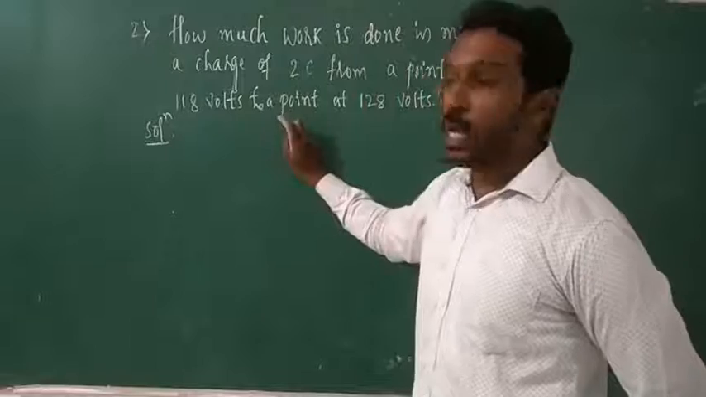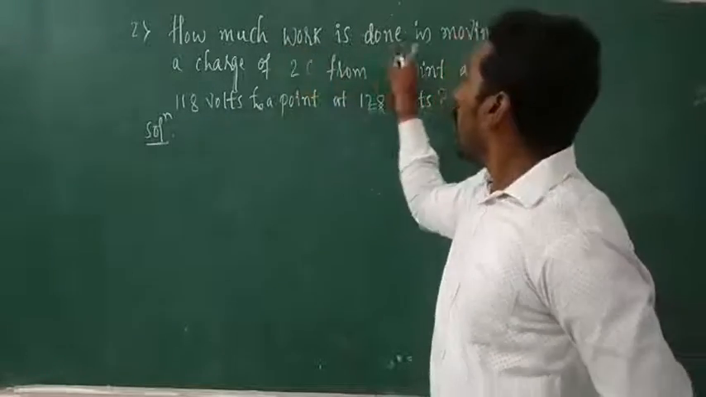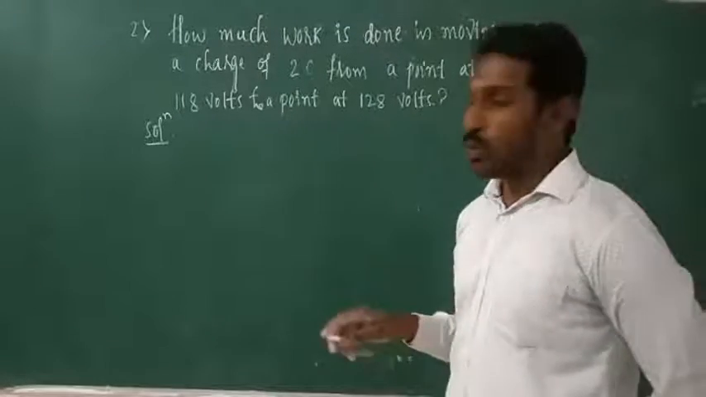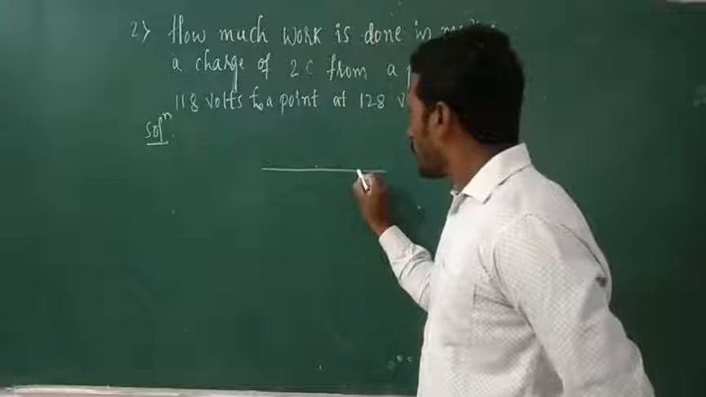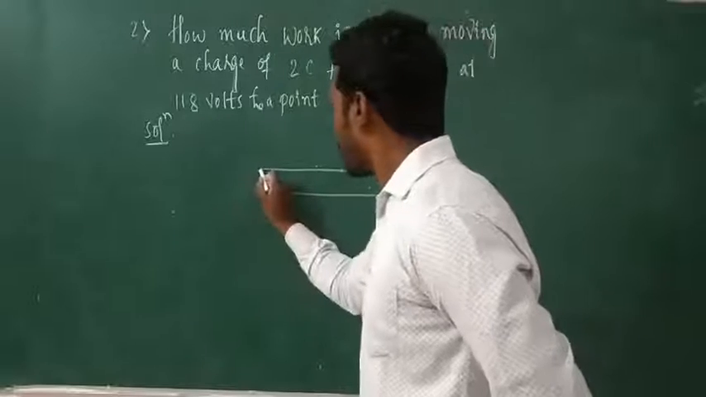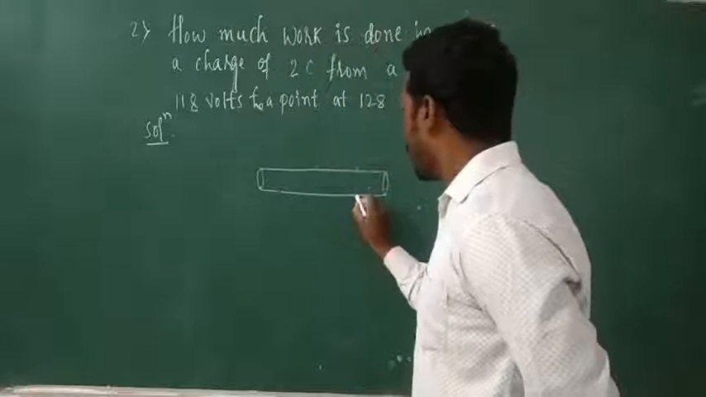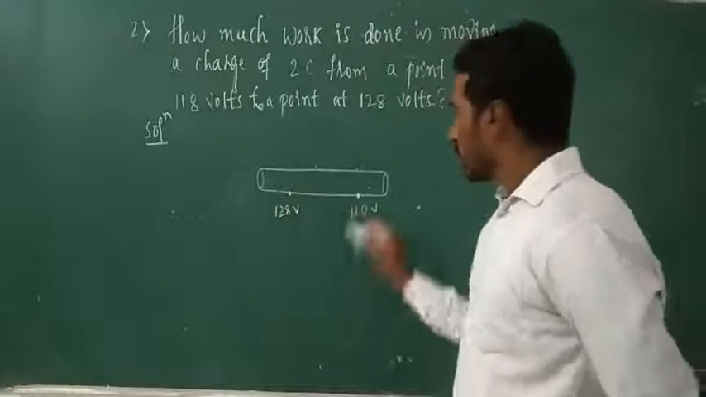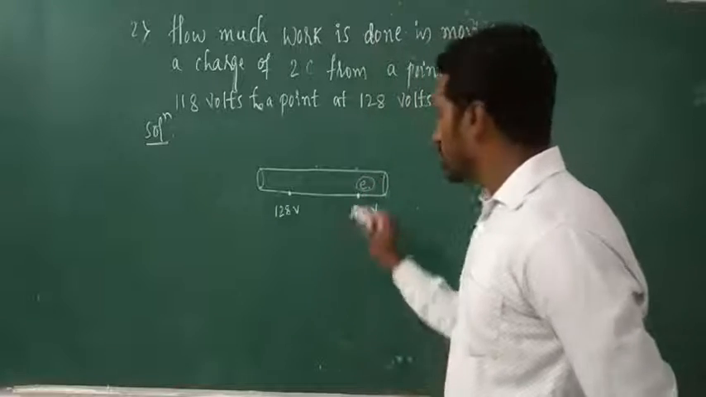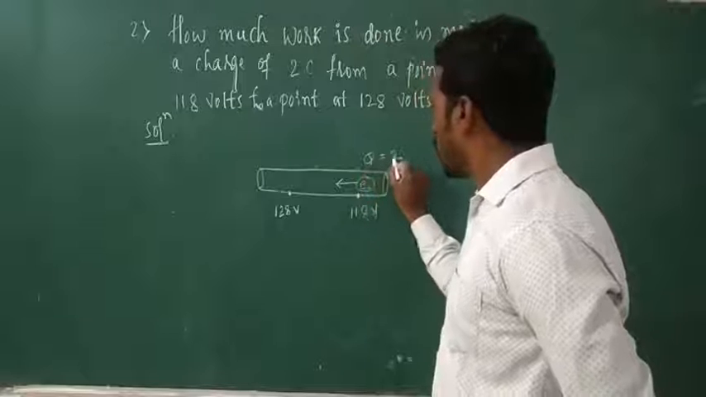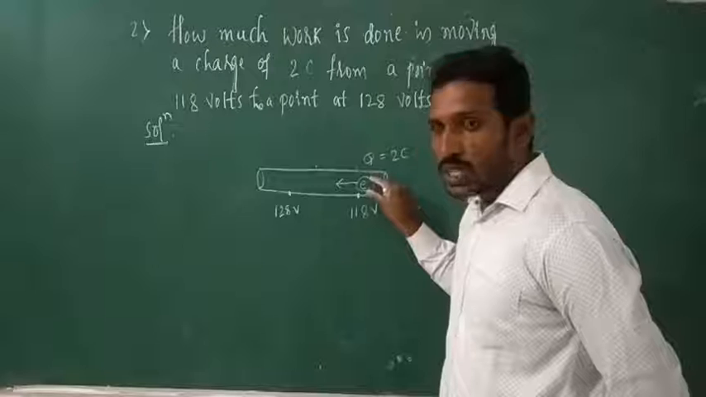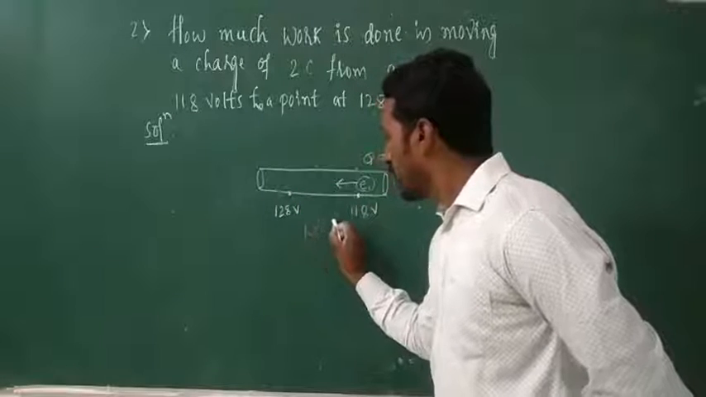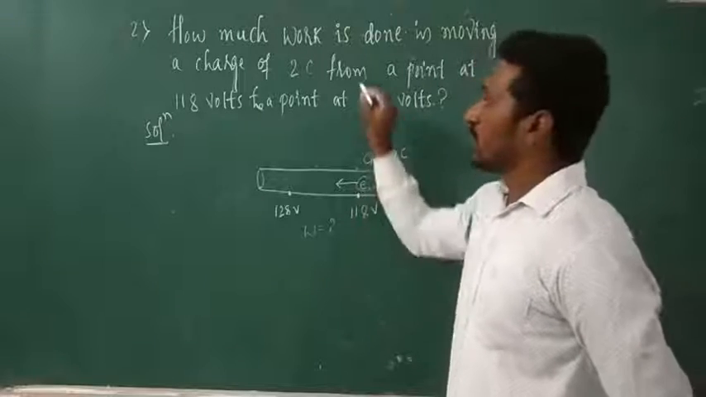Okay students, this is our second numerical. Here we need to calculate the work done on a charged particle of 2 coulomb when it moves from a point at 118 volts to a point at 120 volts. Suppose this is one conductor with a charged particle, this is the point at 118 volts and this is the point at 120 volts. The charged particle has a charge of 2 coulomb. How much work has to be done to move it? That we have to calculate now.